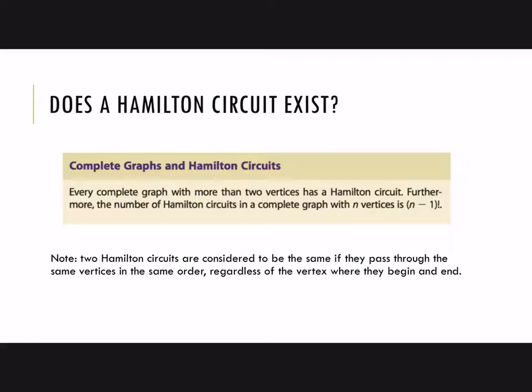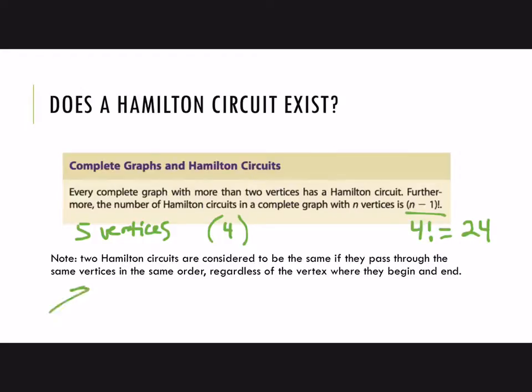So let's say we had a complete graph with 5 vertices. Then we know that each vertex is degree 4. And then the number of Hamilton circuits is n minus 1 factorial. So that would be 5 minus 1, or 4 factorial, which is 24. So there would be 24 Hamilton circuits.